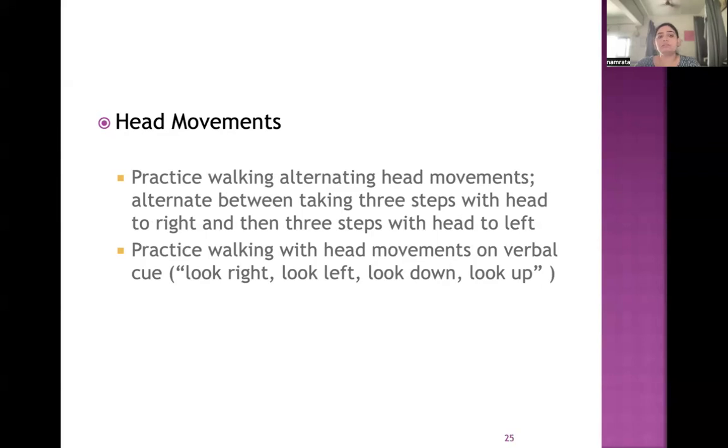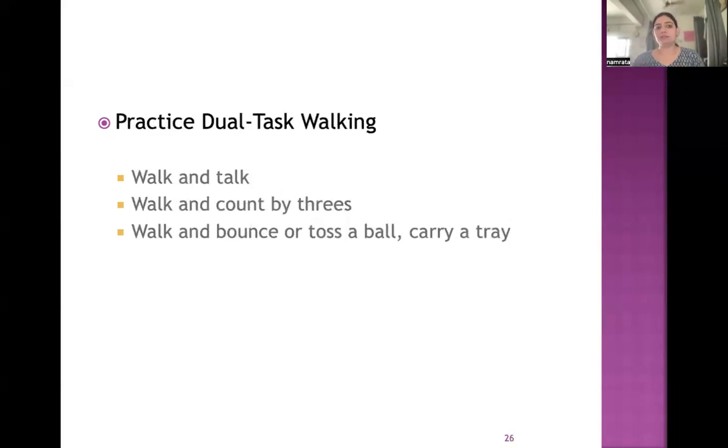Then walking while moving the head. So walking with alternate head movement is also important. You have to call your patient whenever your patient is walking, from the side, from behind, from the other side. This way, the patient will perform head movement while walking. Then, as we have already discussed, dual task training: walk and talk, walk and count backwards by threes, walk and bounce or toss a ball, carry a tray. You can give anything in the patient's hand and the patient will carry that particular object and walk.